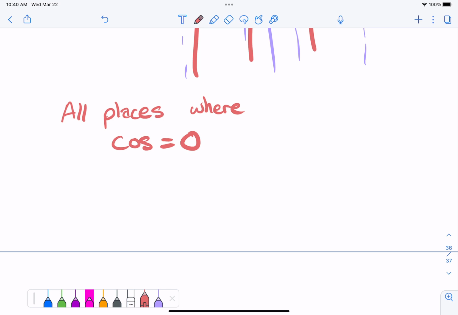Okay, but you're not completely right. In the first period, how many places does cosine touch 0? Does that look a little bit better? Nice. Write them as 2 separate pieces. You add 2 pi to that and it's the same thing.